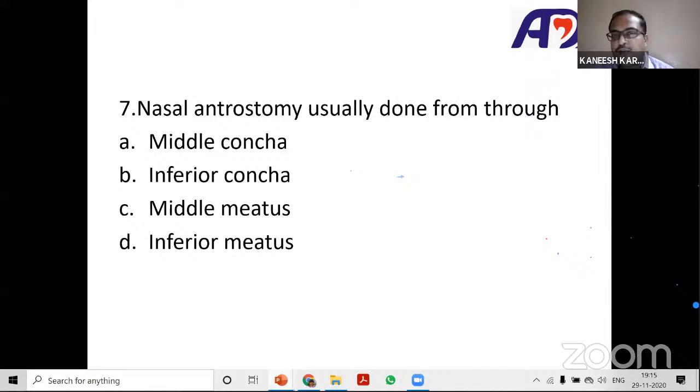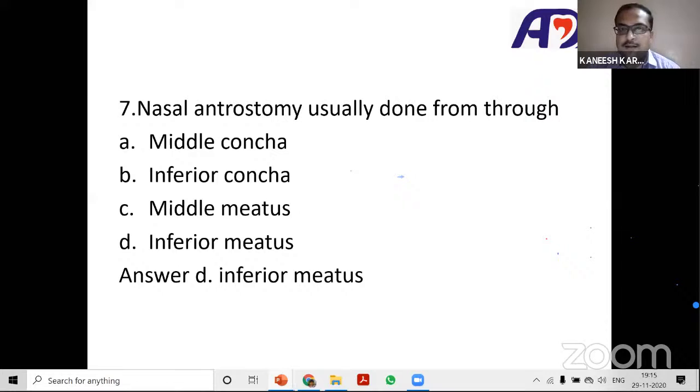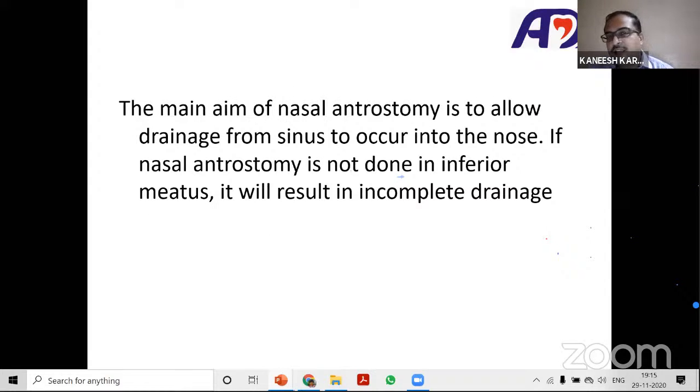Nasal antrostomy is usually done through the... it is the inferior meatus. Okay, we need the drainage of the sinus into the nose. So the main aim of nasal antrostomy is to allow drainage from the sinus into the nose. If nasal antrostomy is not done in the inferior meatus, it will result in incomplete drainage.